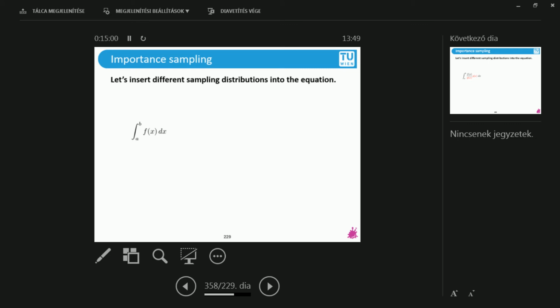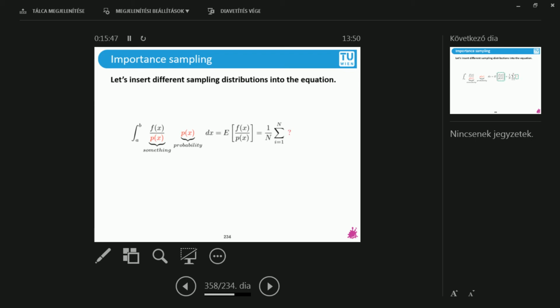Now, let's try to use different sampling distributions, and in a few minutes you will see why this would be a good idea in some cases. I would like to integrate this f of x, and I am now doing the identity transformation. I didn't do anything to my f of x. I multiplied by p of x, and then I divided by it. So this is almost like a scalar multiplier, and then I divided by the same number. I get the very same thing. But if I write that this is the expected value of something, then it will look a bit different, because f over p is the something, and p of x is the sampling probability distribution. So what we have now is the expected value of f over p.